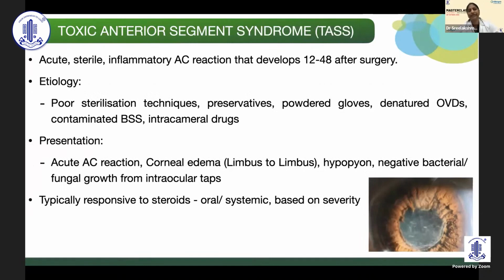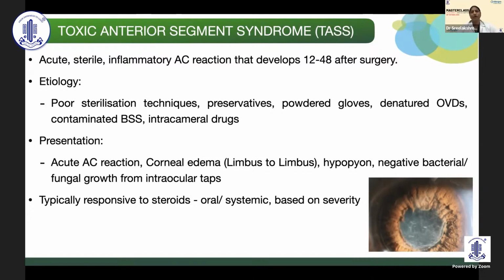So I'm going to discuss 3 scenarios here for the inflammation part. You all must have encountered toxic anterior segment syndrome, known as TASS. Although it is rare, it is as devastating as endophthalmitis because of its presentation. Until your gram-negative stains and cultures come negative, you get worried. And fortunately, it responds to the steroid medication.